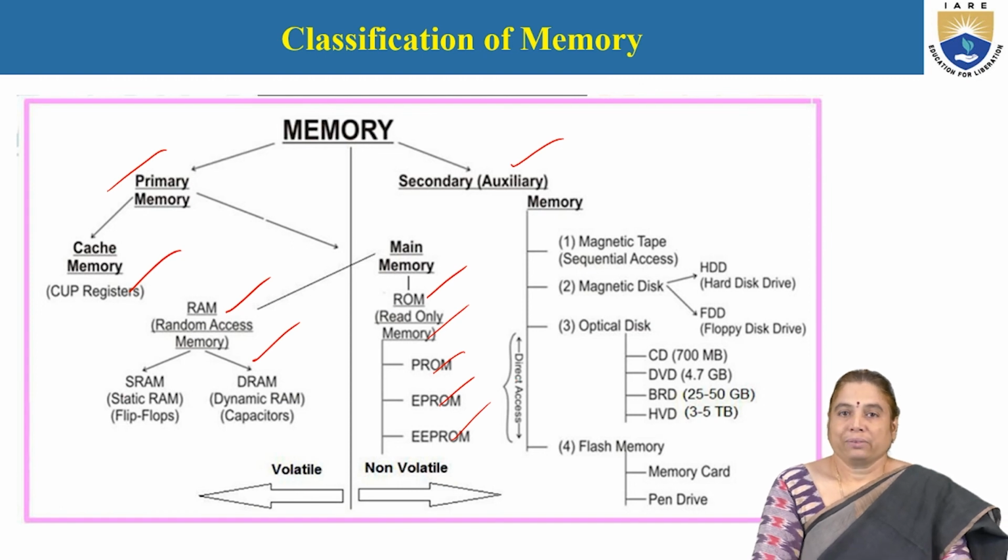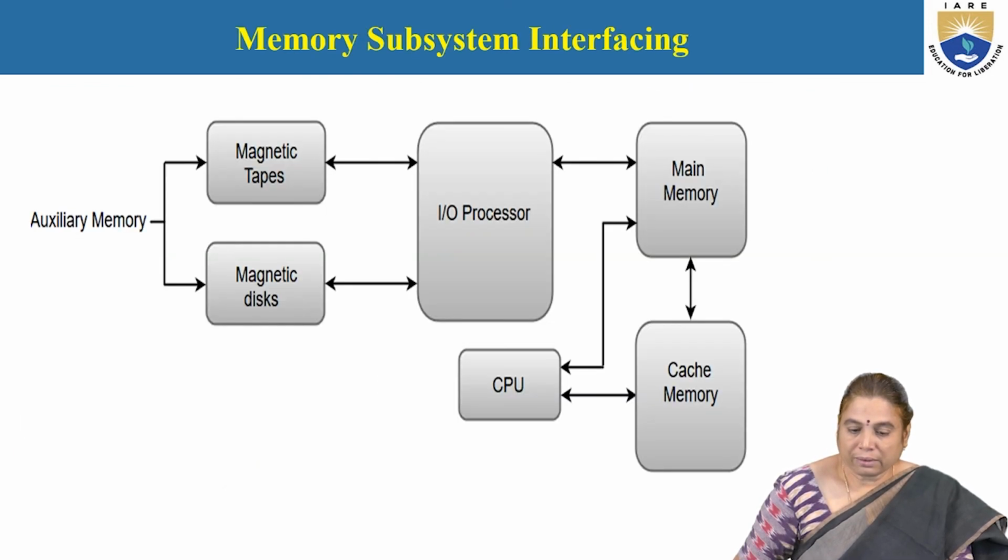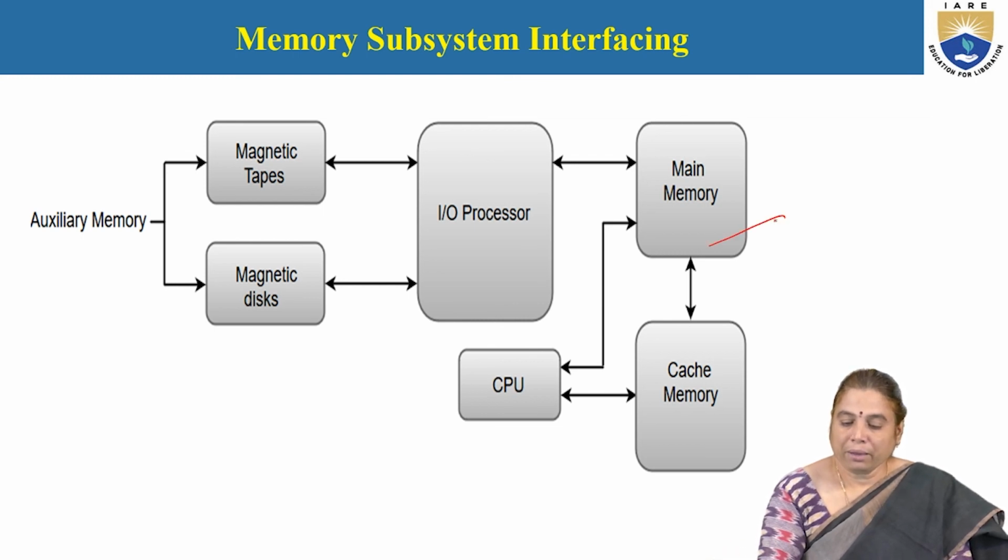To extend the storage capacity, the secondary or auxiliary memory can be used. So they are the magnetic tape, magnetic disk, optical disk, flash memories. How can these devices be connected with the memory subsystem interfacing? This is the main memory, this is the RAM memory, and it is connected with the CPU, and this is the cache memory, a small high-speed memory that can be placed between main memory and the CPU. And via the I/O processor, the auxiliary memory devices can be connected with the main memory. In this way, the types of memory can be connected.